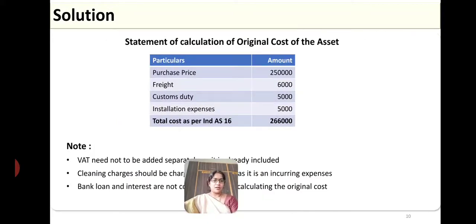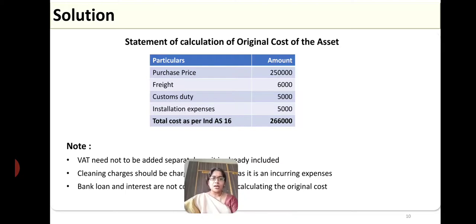I have already made the solution, please have a look at it. We are starting with the purchase price 2,50,000, and we are not doing anything about the VAT, because in the example they say that VAT is already included, it is inclusive of this. So, we do not have to do anything extra about it.